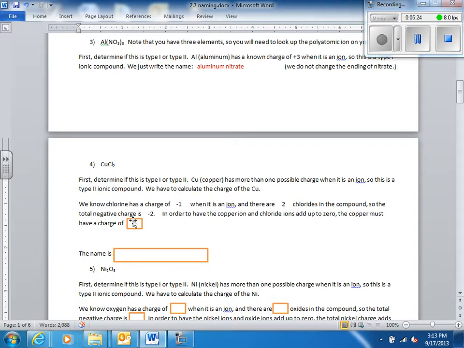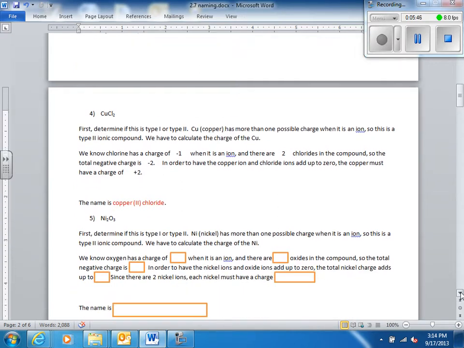We only have one of them. What does the copper have to be? It must be, you can always pause or just fill it in while I'm talking. It has to be +2. So the name now is copper, and then we put the Roman numeral 2 in for the copper, and we write the name of the second element. So you can pause, write it in, or look at the answer. Copper 2 chloride.